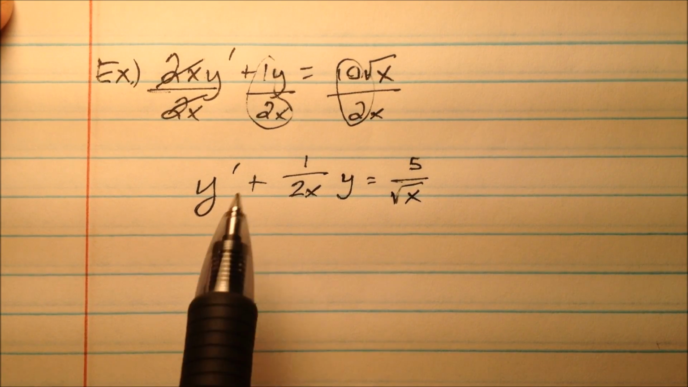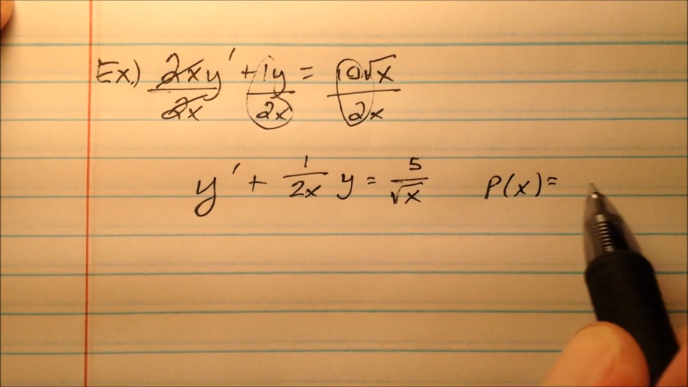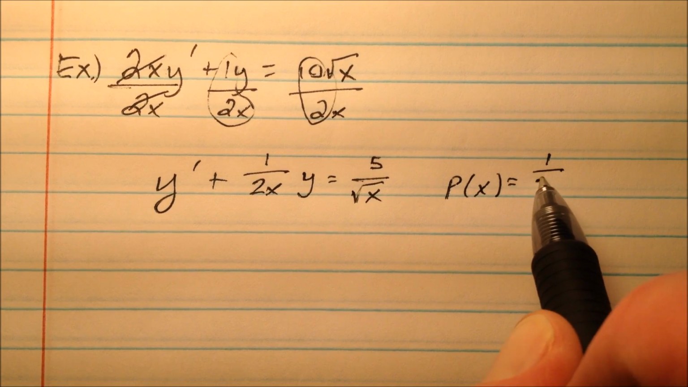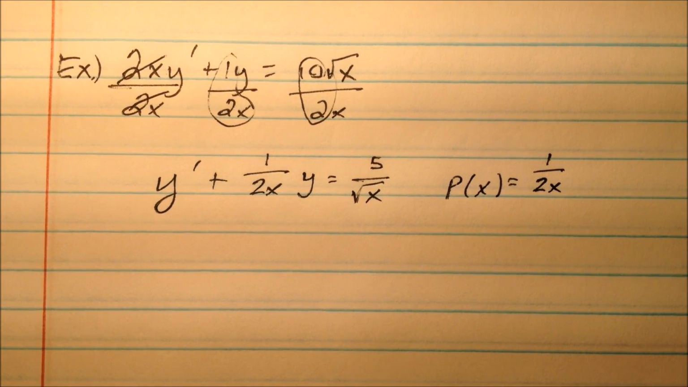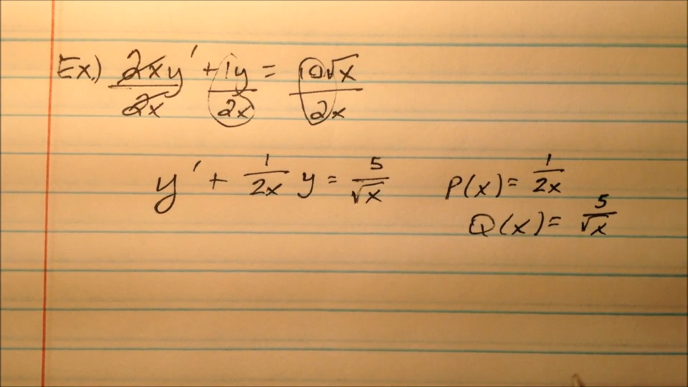Okay, so I have y prime plus, so my p of x is going to be 1 over 2x, and my q of x is going to be 5 over the square root of x.